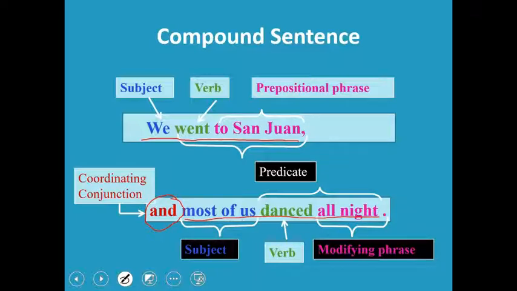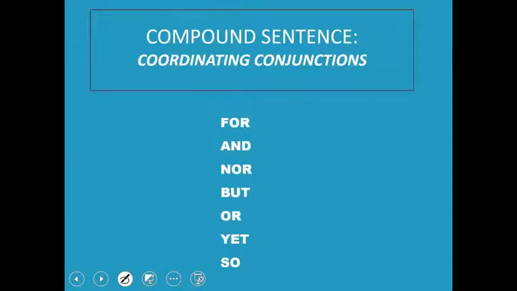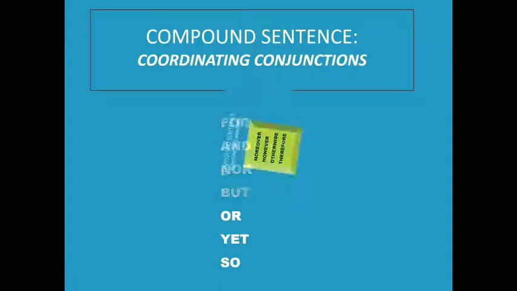So how are we going to recognize them? We're going to look for the coordinating conjunction, the word that puts together the two simple sentences. We got for, and, nor, but, or, yet, so. These are words that are going to tell us we are in the presence of a compound sentence.